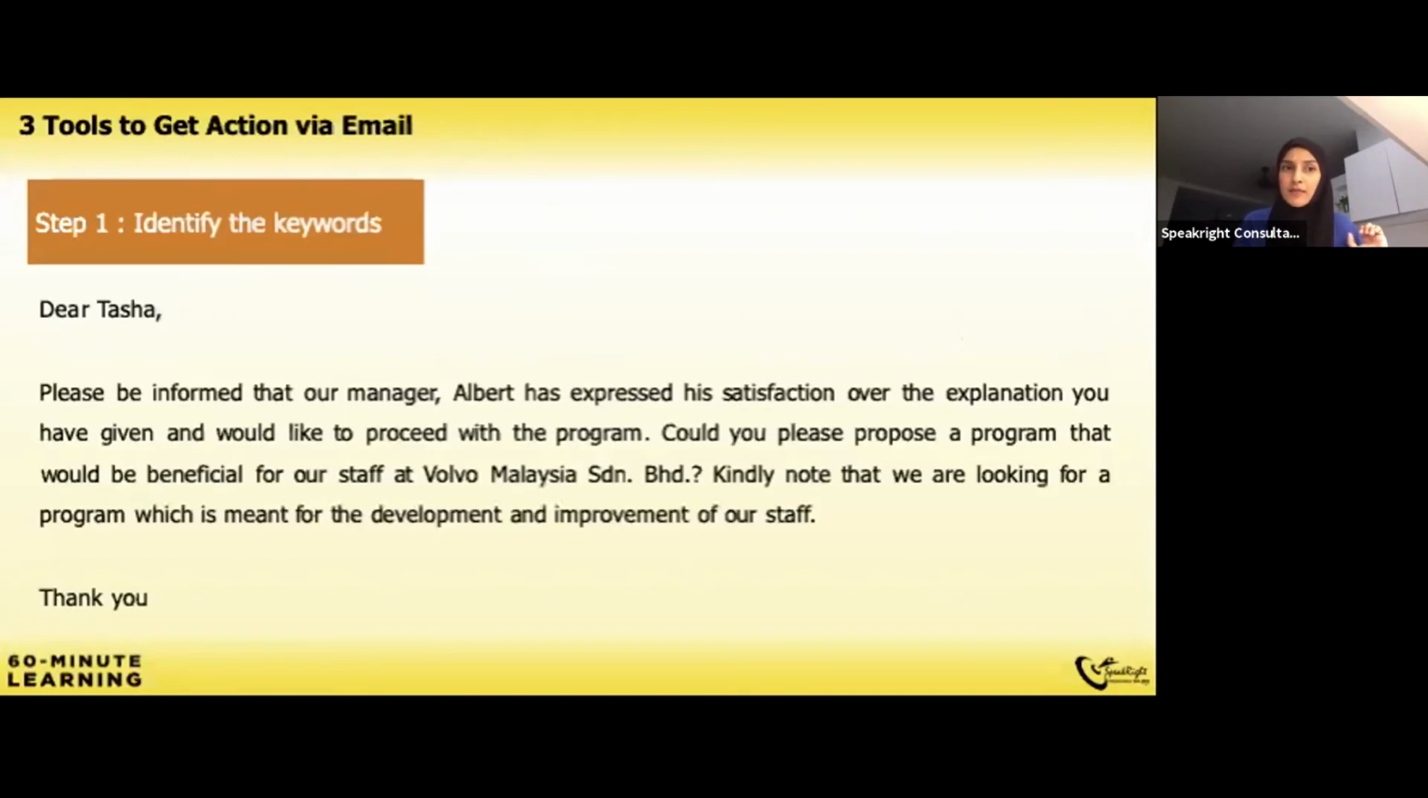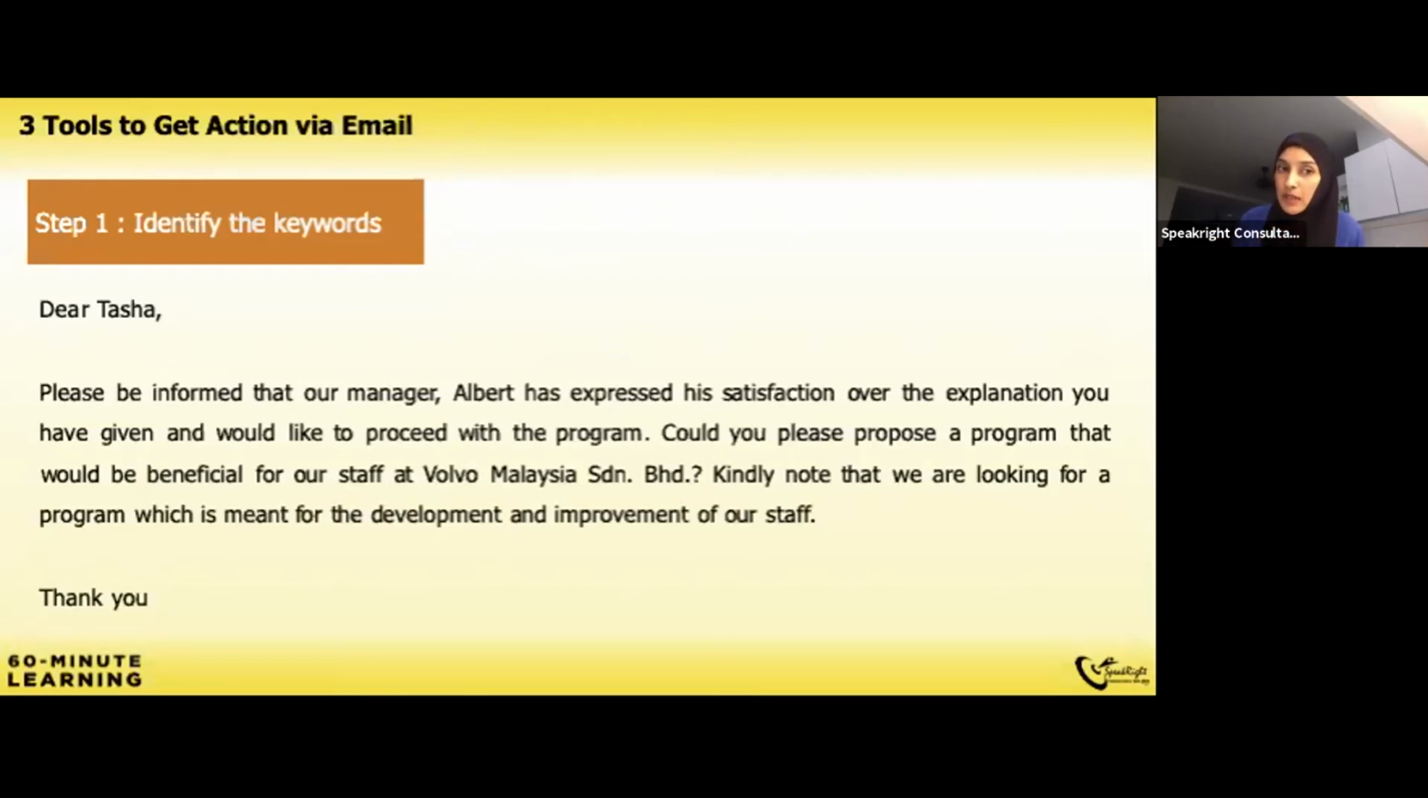Now look at this email. Dear Tasha, this is the response that you get, all right? Please be informed that our manager, Albert, has expressed his satisfaction over the explanation you have given and would like to proceed with the program. Could you please propose a program that would be beneficial for our staff at Volvo Malaysia Sdn Bhd? Kindly note that we are looking for a program which is meant for the development and improvement of our staff. Thank you.